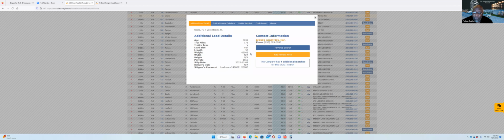Now, that's just running separate loads, but check this out. You come down here, we look at some of this stuff like right here. This Ocala to Vero Beach runs on the 7th. The load of the day is already gone. That's why you don't see the load of the day, but it runs today and tomorrow. Okay, right? $650, 171 miles. Check this out.